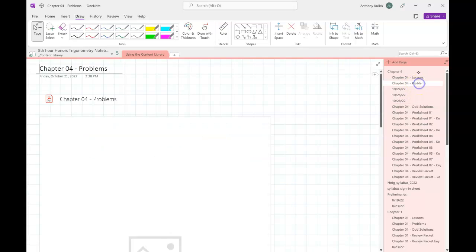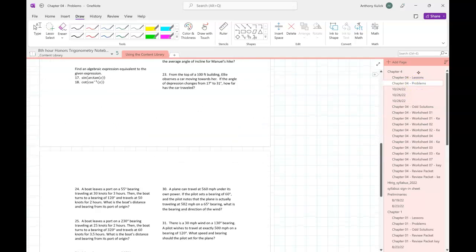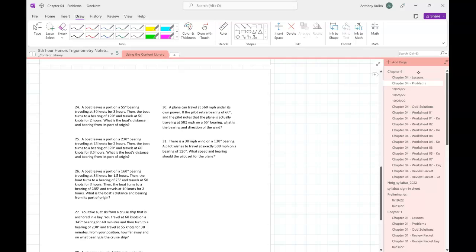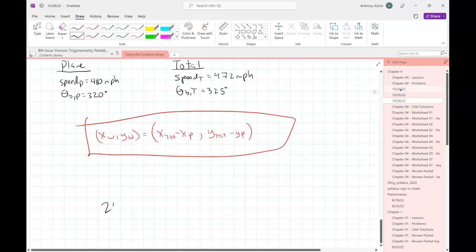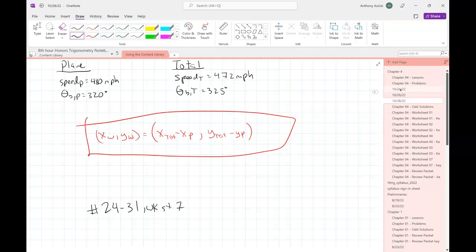All right. At this point, you guys can now do 24 through 31, and worksheet 7. Is that due this weekend? Of course not. It's not due on the 16th either, Mr. Gulick.